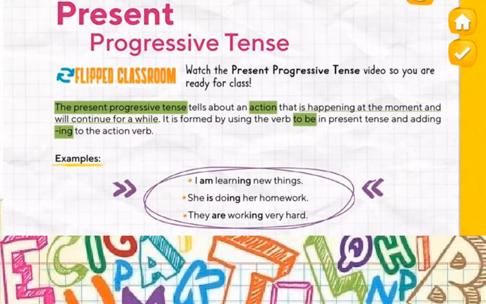She is doing her homework. Is is the verb to be. Doing is the present progressive tense because it's the verb with the ing ending. They are working very hard. Are is the verb to be. Working is the present progressive tense because it's the verb with the ing ending.